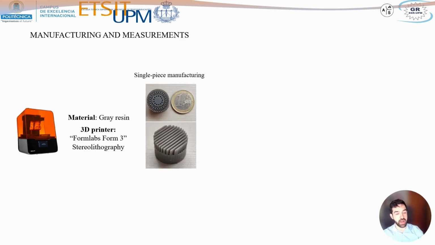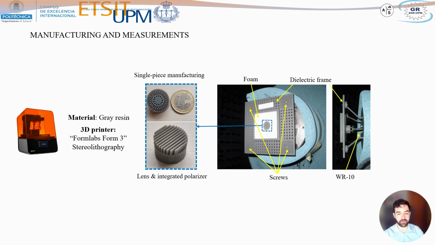Now here's a picture of the gradient index lens with the integrated polarizer that was manufactured as a single piece. A dielectric frame was also manufactured to achieve beam reconfigurability by displacing the CP lens with respect to the feeder.